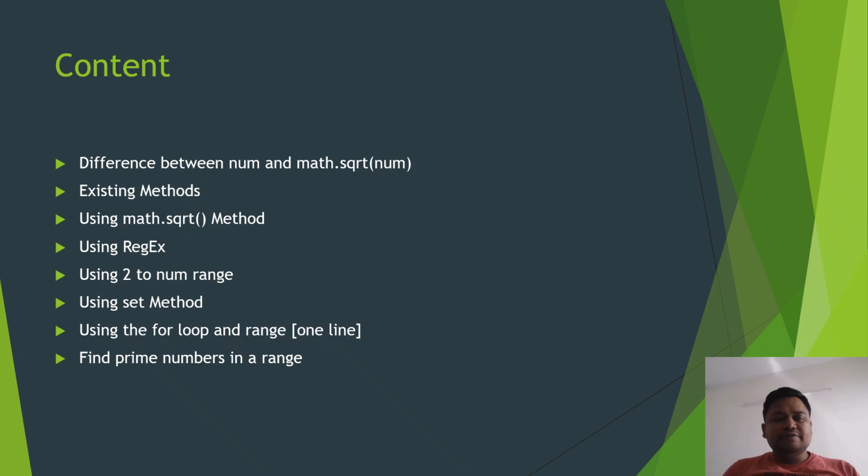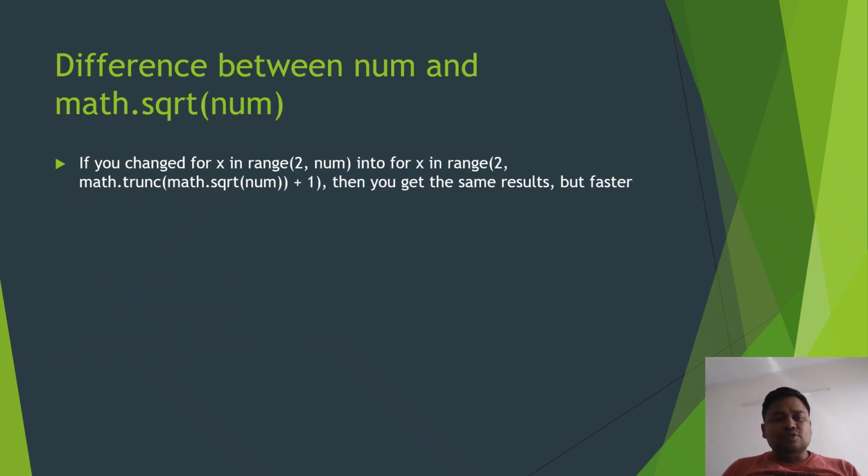So there are basically two preliminary methods: range up to num, and math.sqrt(num). The difference between them: if you change for x in range 2 to num into for x in range 2 to math.sqrt of num plus 1, then you get the same results but faster.